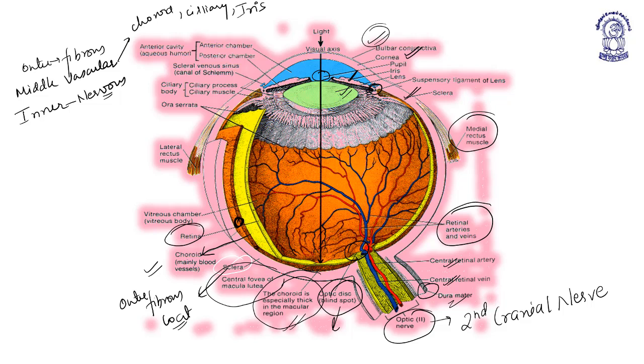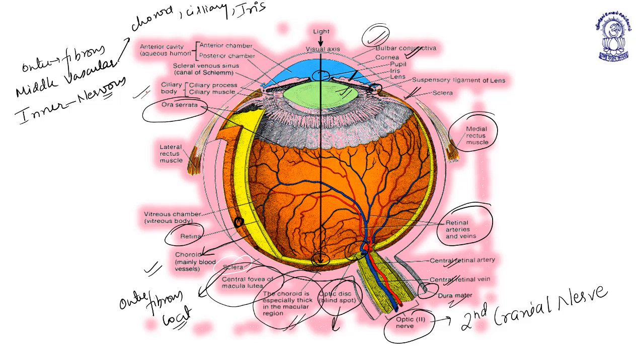This is the fovea centralis of macula lutea. Here is the blind spot, which is the optic disc. And this is the fovea centralis macula lutea, which is the yellow spot, and it lies on the visual axis. This is the vitreous humor in the posterior chamber, or the vitreous body. This is the lateral rectus muscle. This is the ora serrata.